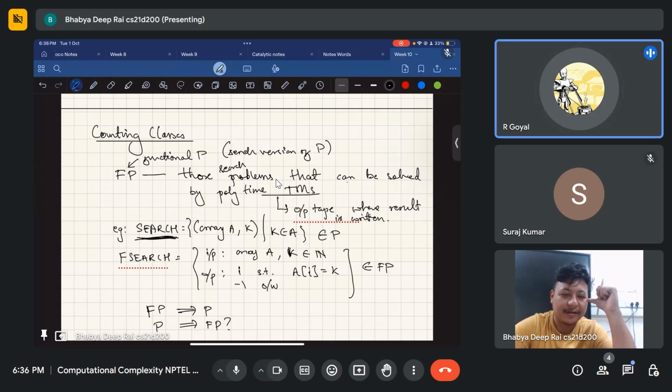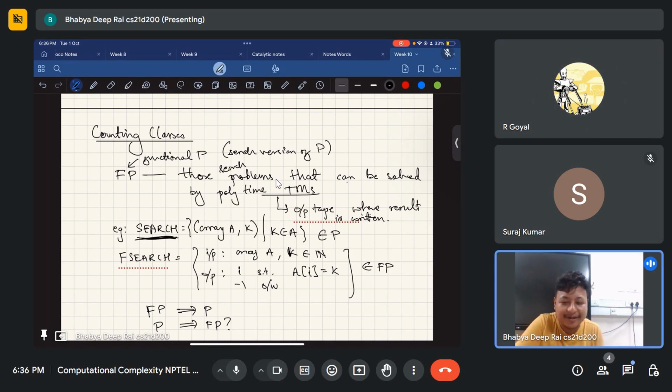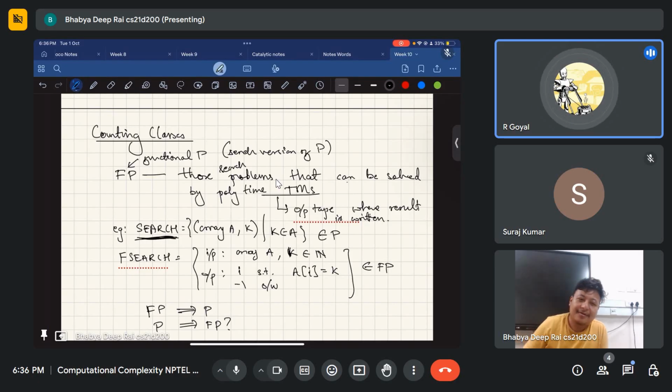Oh, I see. So you mean to say that FP implies P. However, P does not imply FP. At least this is not known, that if you have an efficient P algorithm, then you have an efficient FP algorithm also. But still, I have some reservation and hesitation here.